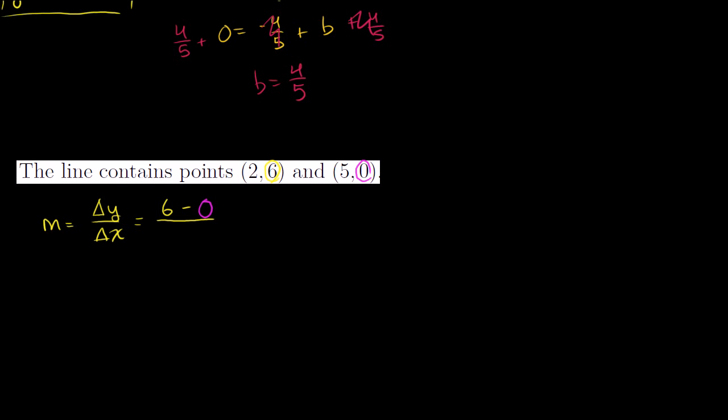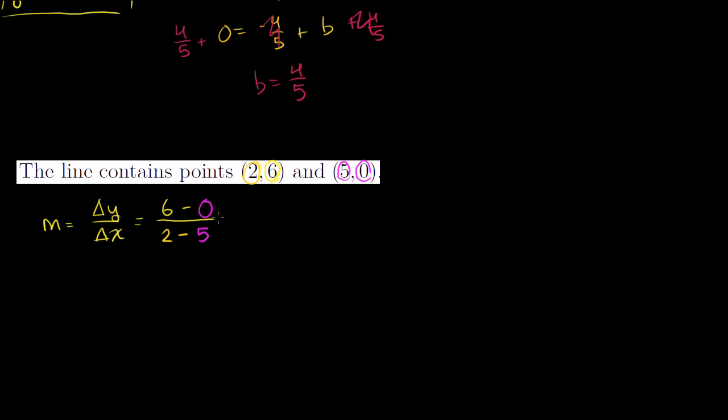And then our change in x is 2 minus 5. And the reason why I color-coded it is I wanted to show you, when I used this y term first, I used the 6 up here, then I have to use this x term first as well. So this is the coordinate 2, 6. This is the coordinate 5, 0. I couldn't have swapped the 2 and the 5. Then I would have gotten the negative of the answer.